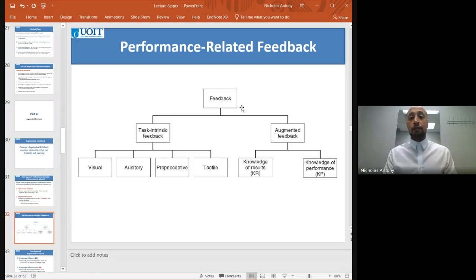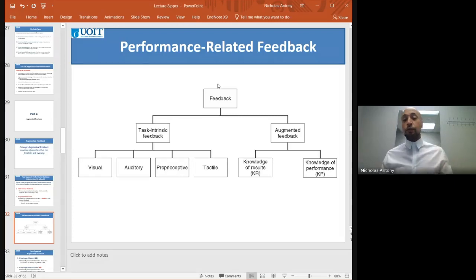So when you're looking at feedback, give me an example of a motor skill. Nadine. Anything. Just say any motor skill, because we're going to talk about feedback. Sure, walking. Okay. So what would be the task intrinsic feedback?